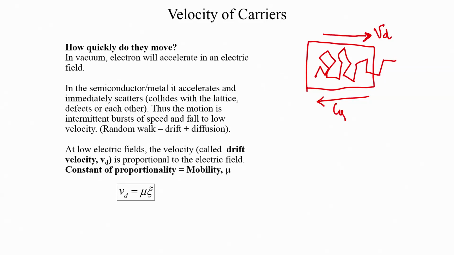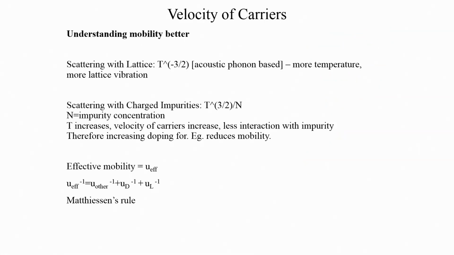Now, how do we quantify the drift velocity? It so happens that for low electric fields, the drift velocity is proportional to the electric field. And this constant of proportionality is quite an important parameter, and that is something called the mobility. So let us understand this mobility a little better.